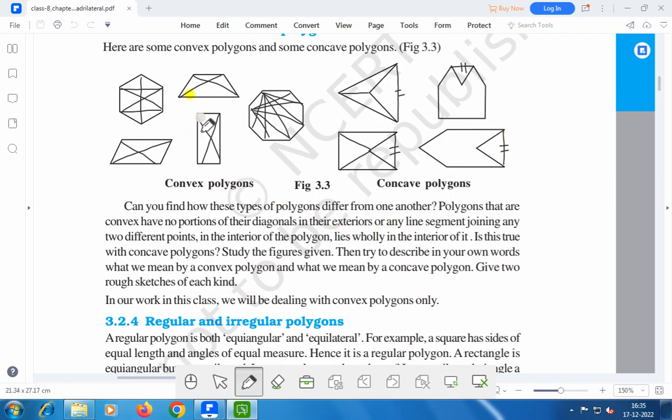That is the difference. Here, all the diagonals are inside the figure, and here all the diagonals are not inside the figure, that is, they are in the exterior of the figure. That is known as a concave polygon, and this is known as a convex polygon, right? Now, regular and irregular polygons.